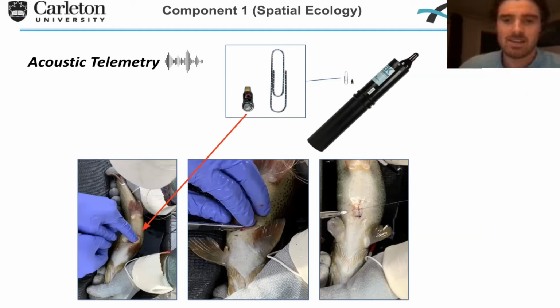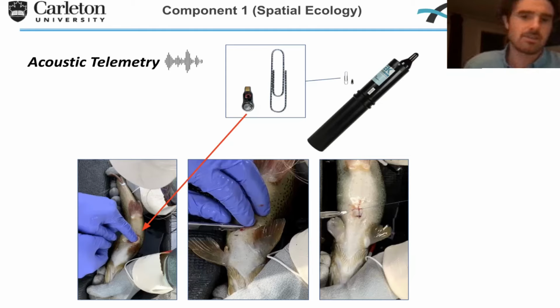And so by installing a number of these receivers up and down the river, we set up what we call an acoustic array. And then we can watch how these fish move around the river across seasons. And we can determine things like how are they using their habitat? What areas of the stream do they need to survive at different times in the season?